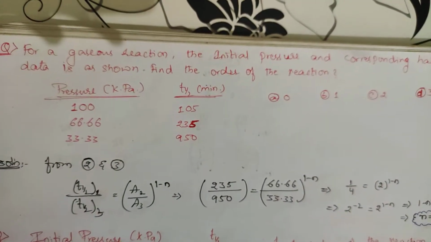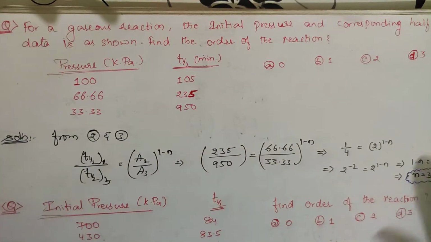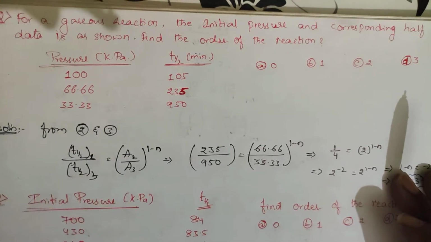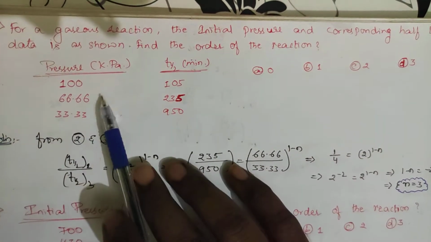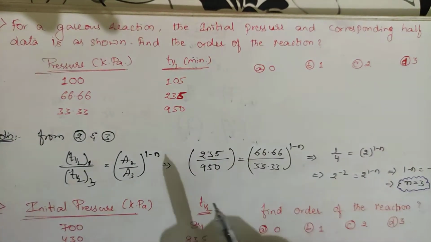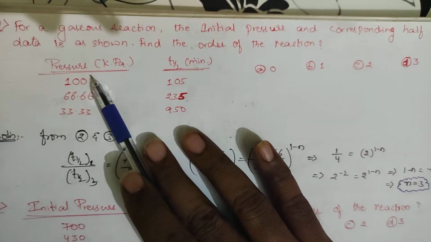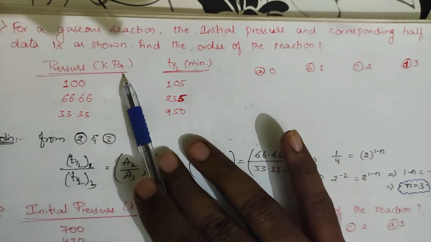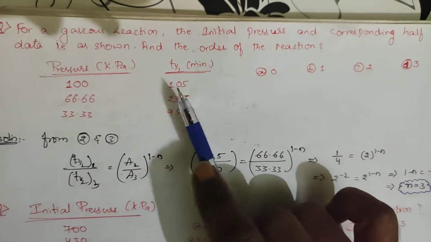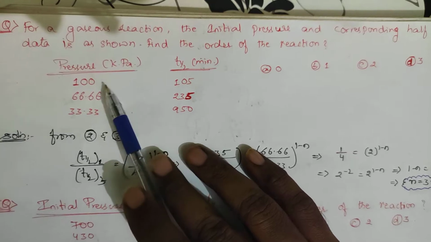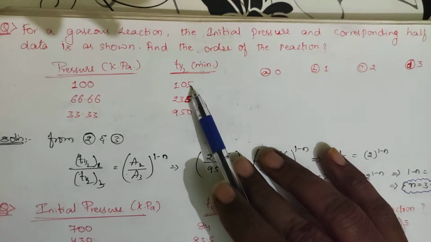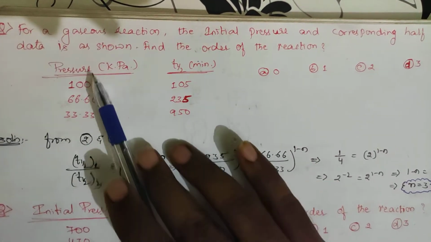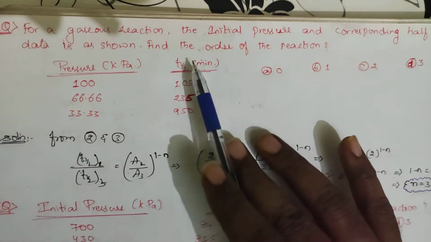Now let us take one more example. The question is, for a gaseous reaction, the initial pressure and corresponding half-life data are as shown. Find the order of the reaction. Pressure is taken in kilopascals, and T half is taken in minutes. When the initial partial pressure is 100, the T half is 105. If the pressure is 66.66, T half is 235. If pressure is 33.33, T half is 950.